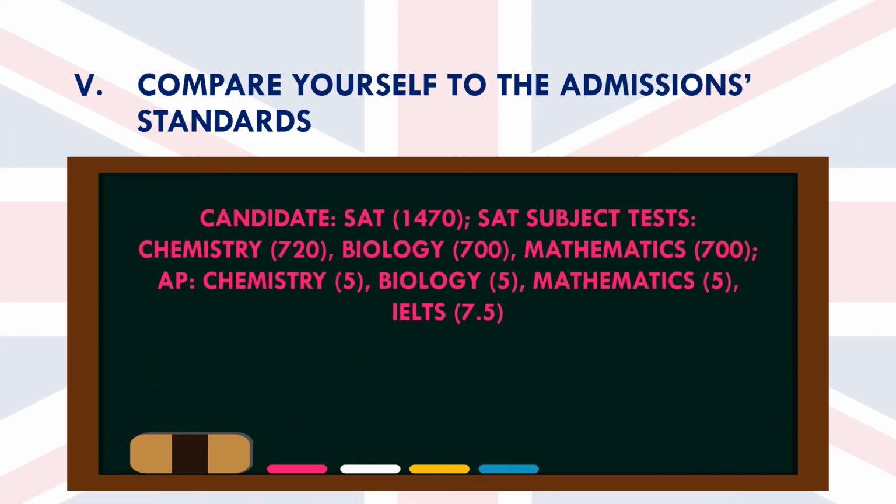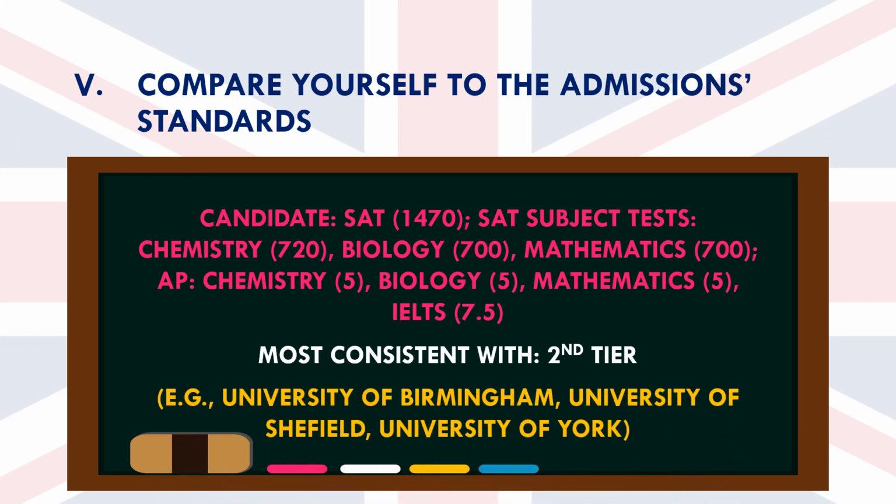Let's assume a candidate has, according to the North American system, an SAT score of 1470, SAT subject test chemistry 720, biology 700, mathematics 700, AP chemistry 5, biology 5, mathematics 5, and an IELTS score of 7.5. This is most consistent with a second-tier university, such as the University of Birmingham, University of Sheffield, University of York.